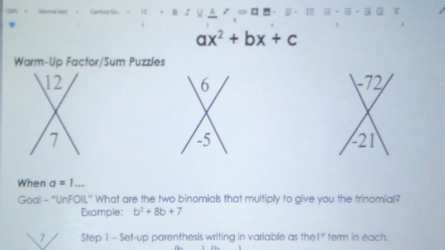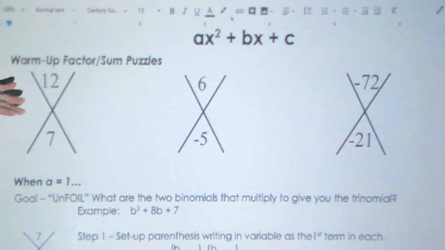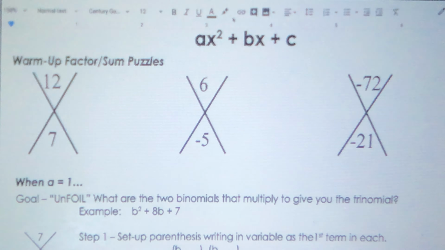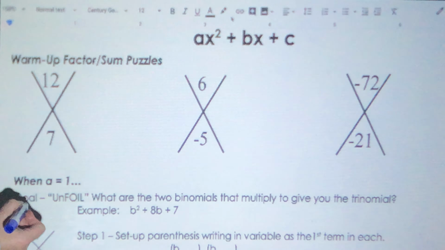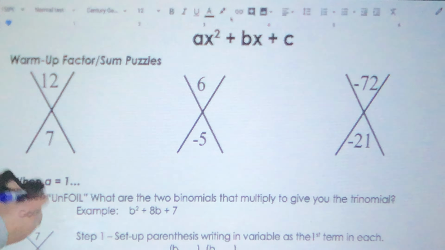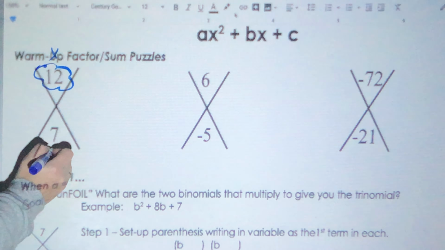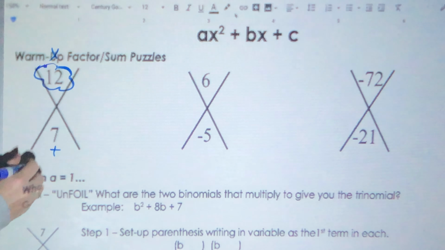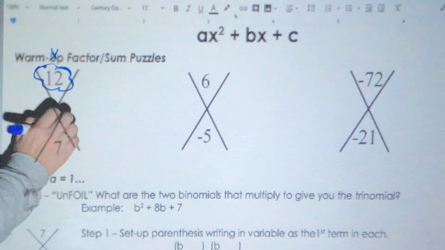c. Before we get started with factoring trinomials, we're going to figure out two binomials that will multiply together to give you each trinomial. We're going to work a couple of puzzles which help you get thinking in the way that you need to think to be able to do this. So for these puzzles, we are always looking for two numbers that multiply to give you the top number and add to give you the bottom number. So we want two numbers that multiply to give you 12 and add to give you 7. Those two numbers would be 3 and 4.